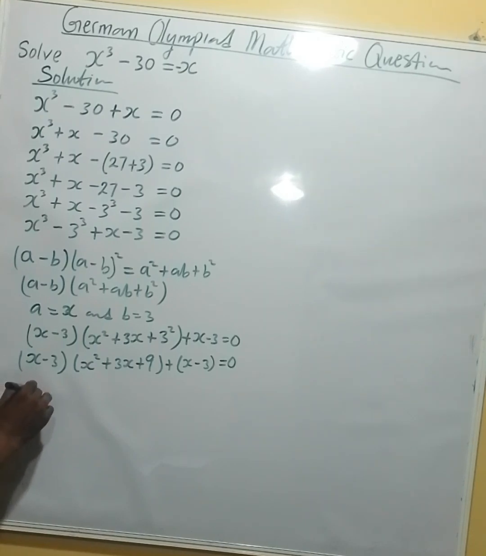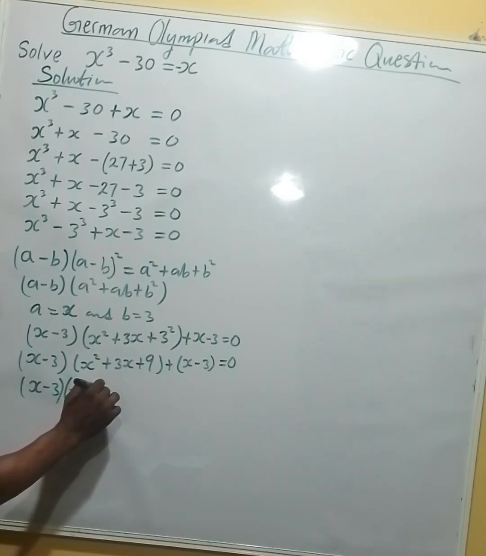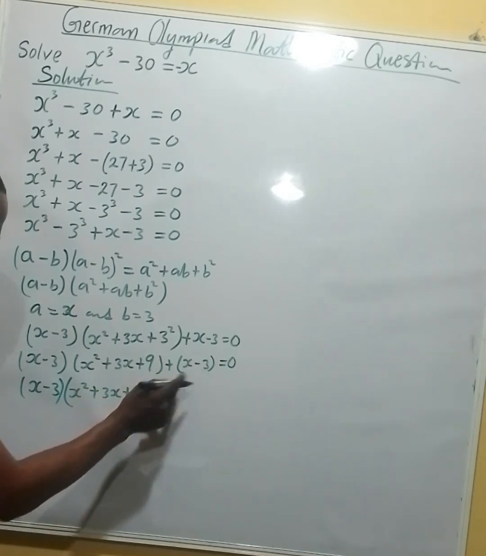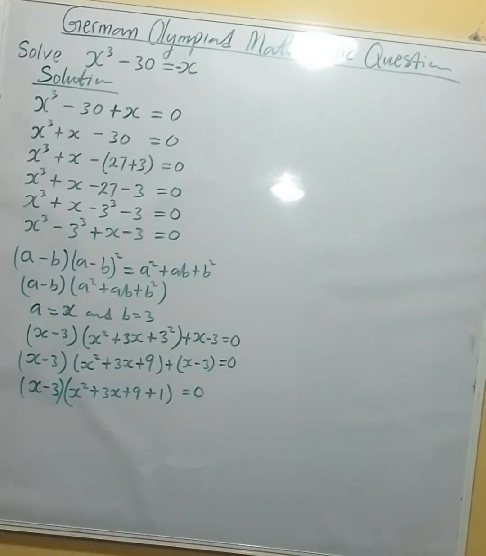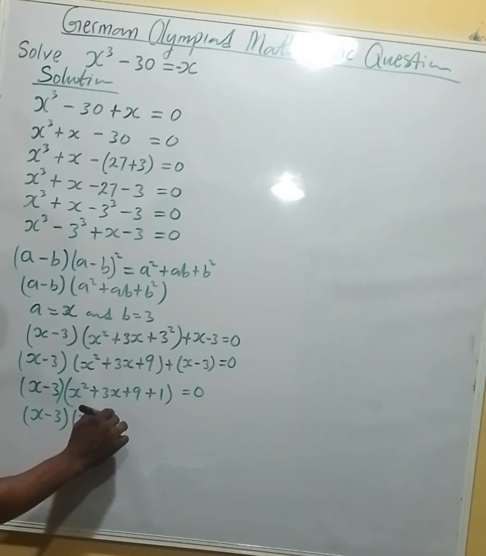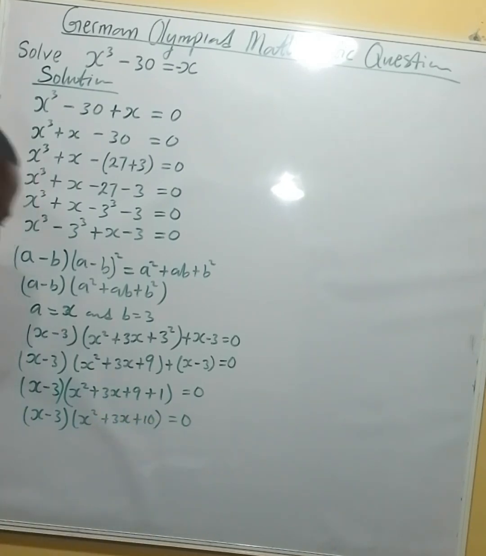So we now have our x minus 3 into, no, we can also put this one into bracket, x squared plus 3x plus 9. Then when you test for this one, it should now give you plus 1 equals to 0. So then we now have it to be x minus 3 into x squared plus 3x plus 10 equals to 0.